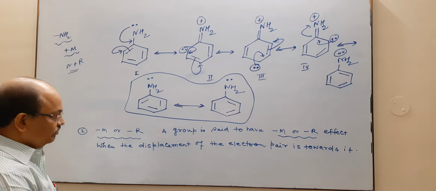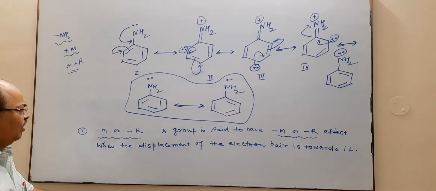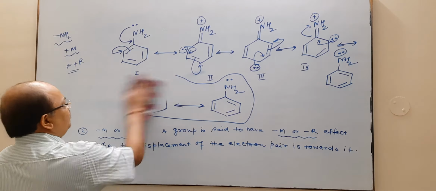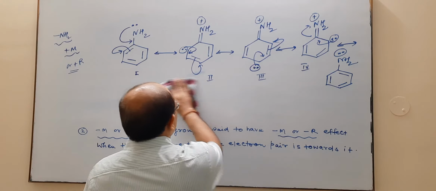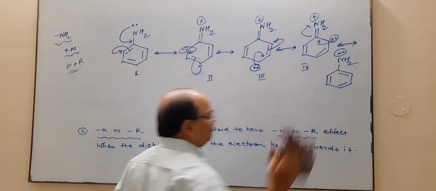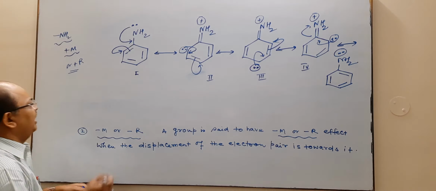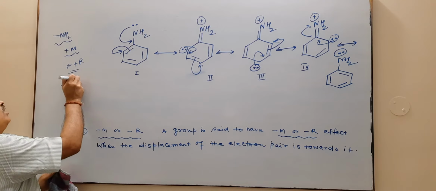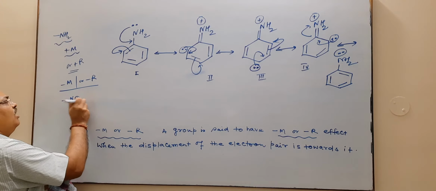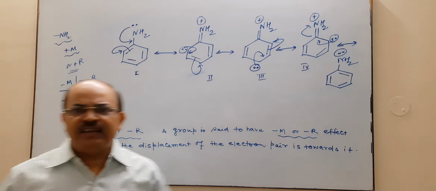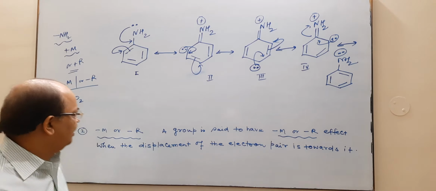Now let us see an example of a minus M or minus R group. Then you will immediately know the difference between plus M and plus R, and minus M and minus R. The example is the nitro group, the NO2 group.